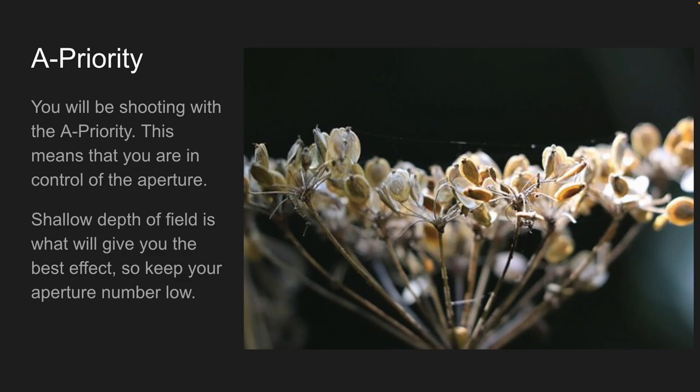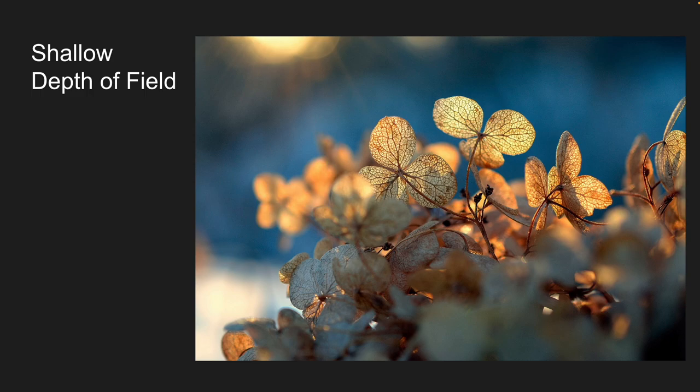By having a shallow depth of field, you have a little bit in focus and then a lot of blur. So this way you can really zone in and focus on your subject, and then the background or anything that's in front of your object will be blurred and won't take away from your subject matter. So here's an example of shallow depth of field being used on these flowers.